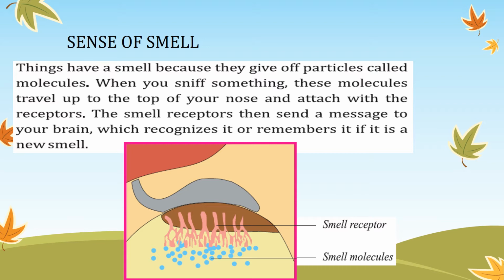In the gray color you can see the top part, and the messages are sent to the brain through this part. So the smell receptors send the message to the brain, and the brain will recognize it and remember it as a smell, whether it is good or bad.